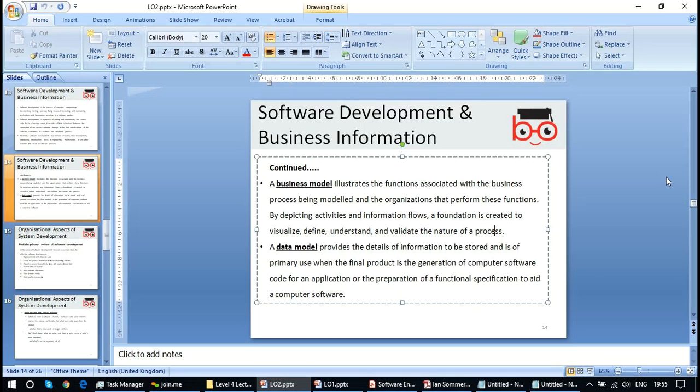And that design needs to be followed for the implementation purpose. Make sense? So, what is the relationship between the system development and the business information? The business information is full of associated functions and business processes that need to be modeled, to give it a visualization.